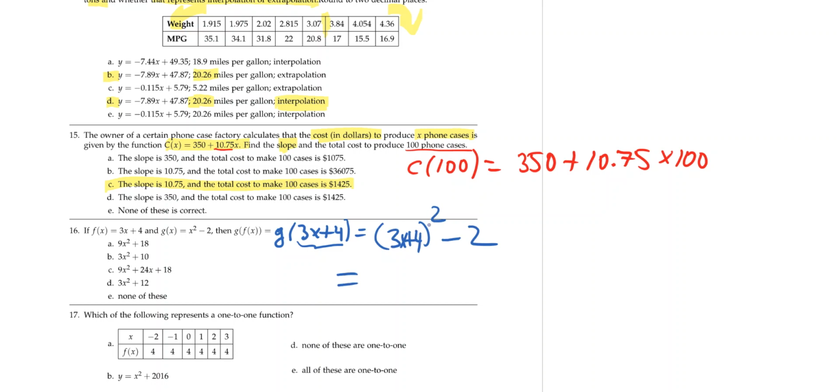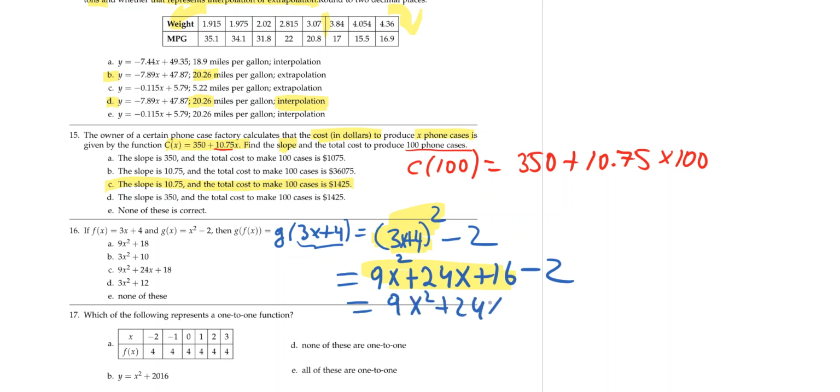And now you calculate this. So this is going to be 9x squared plus 24x plus 16 and then minus 2. If you don't know how I got this, you just FOIL this or use the formula. So this is 9x squared plus 24x, and then 16 minus 2 is plus 14. So it looks like none of these is the answer.